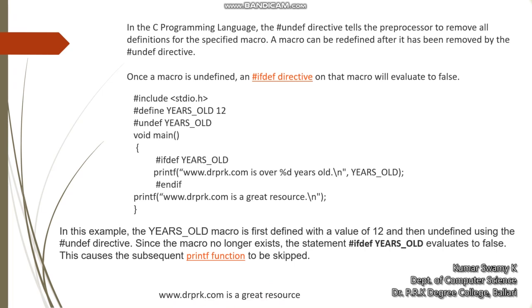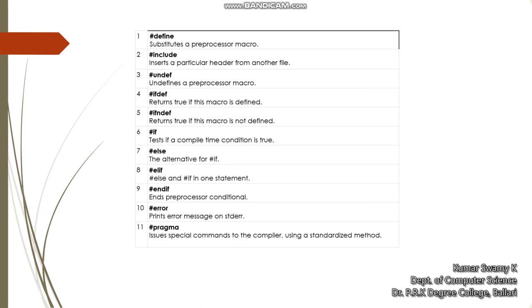In a similar way, the other macro directives we could use are #if and #ifdef, which returns true if this macro is defined, and #ifndef if it is not defined. #else is also there, the alternative for #if. That is, if the condition is satisfied, the following statement will be printed. If not, the else macro will be executed. We even have #elif, where #elif is a combination of #if and #else.